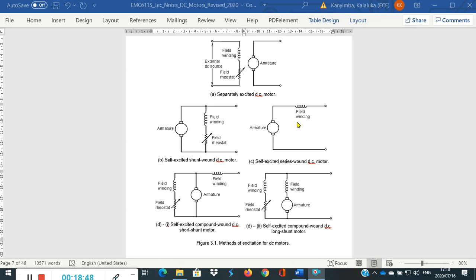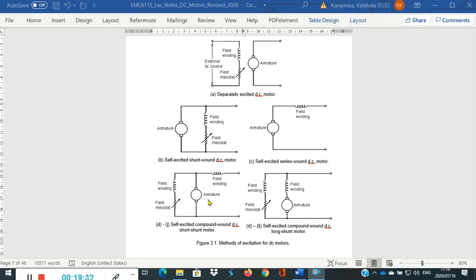In figure 3.1d1 and d2, we have the compound. That is the self-excited compound wound DC motor. Now, in this motor, we see that there are two field windings. Essentially, the field winding is connected across the supply. That is the shunt field winding. And the series winding is connected in series with the supply.